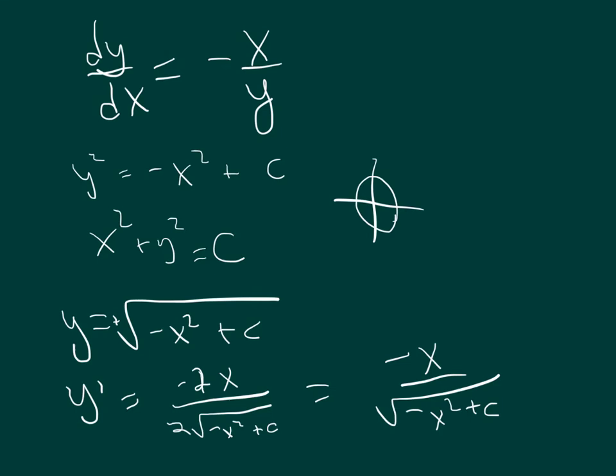If you look at it, up top I've got negative x, and on the bottom I've got y, the same y that was here. If I had chosen this to be negative, there would have been a negative down here, and you could say the negatives cancel, but it would still be the quantity negative x over y, so it still works.